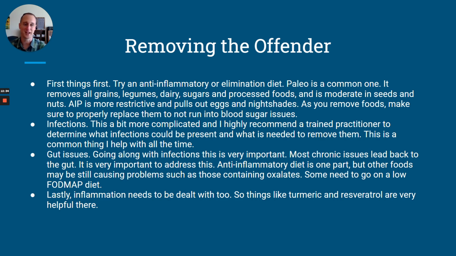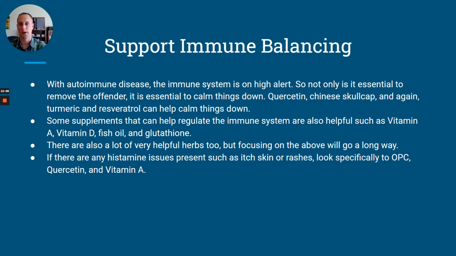Anti-inflammatory diet does that in part, but sometimes we got to remove other foods to make a hit here. So FODMAP diet might be needed, which is removing a lot of different types of carbohydrates that could cause bloating and other issues. And there could be toxins like oxalates that we may need to consider. Lastly, inflammation needs to be dealt with. And so that's when things like turmeric, resveratrol will be coming in, which I'm going to touch on here.